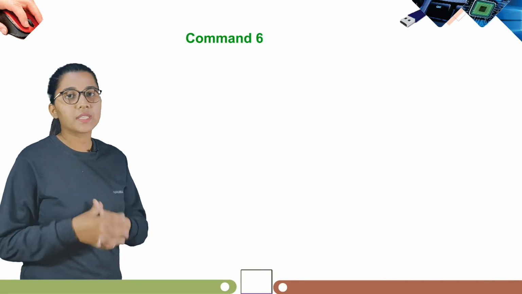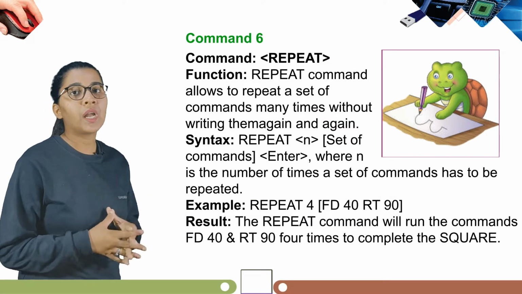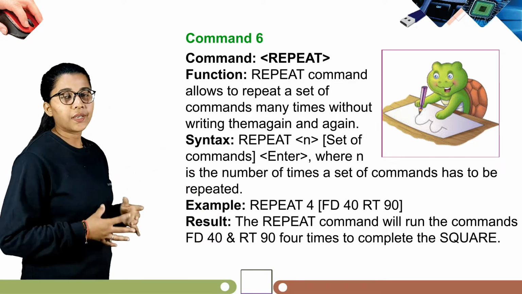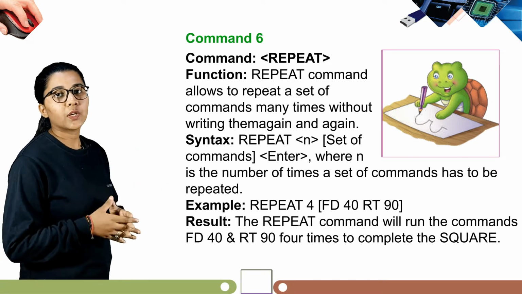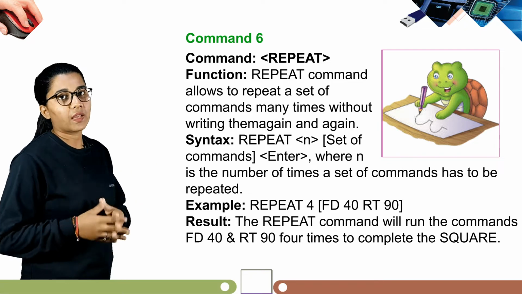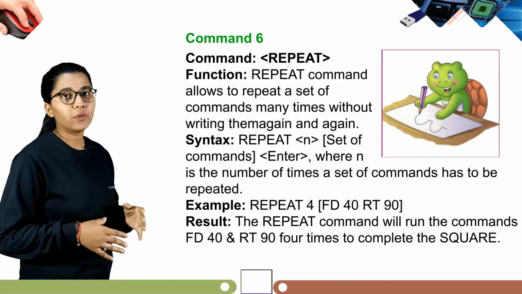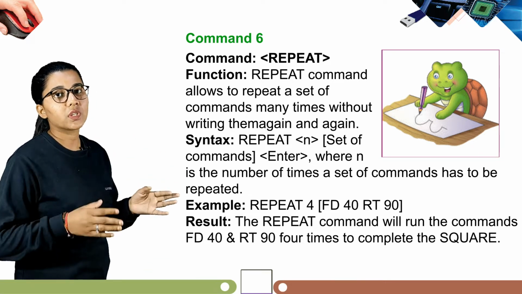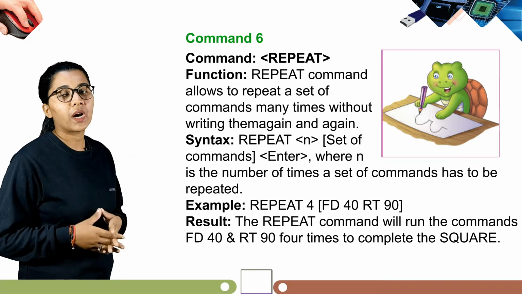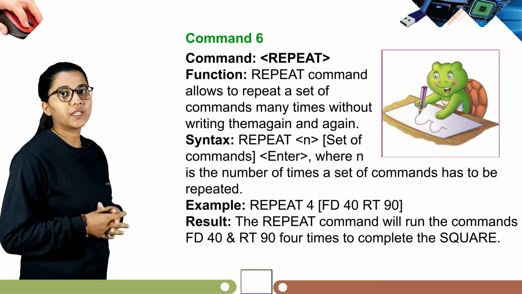Now we have command 6. Command is repeat. Function: the repeat command allows you to repeat a set of commands many times. Syntax: repeat n set of commands, then enter, where n is the number of times a set of commands has to be repeated. Example: repeat 4 FD 40 RT 90. Result: the repeat command will run the commands FD 40 and RT 90 four times to complete the square.